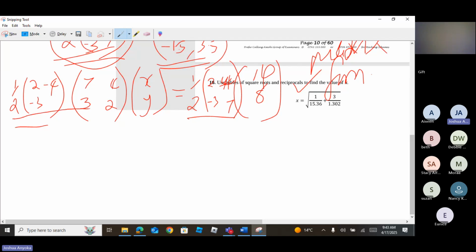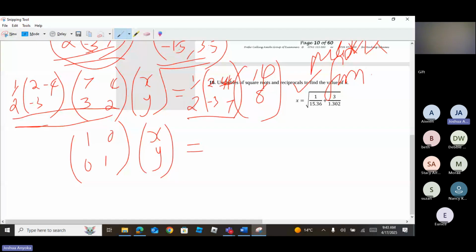If you are very sure of your inverse, it will give you 1, 0, 0, 1. Don't even think of multiplying, because it is known that if you multiply a matrix and its inverse, it gives us an identity matrix. Identity matrix is 1, 0, 0, 1. So xy is equal to 1 over 2. Now this other one you must multiply.